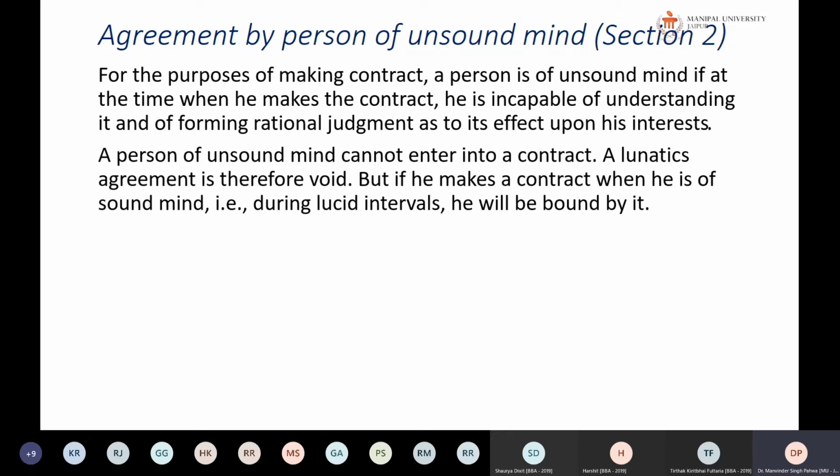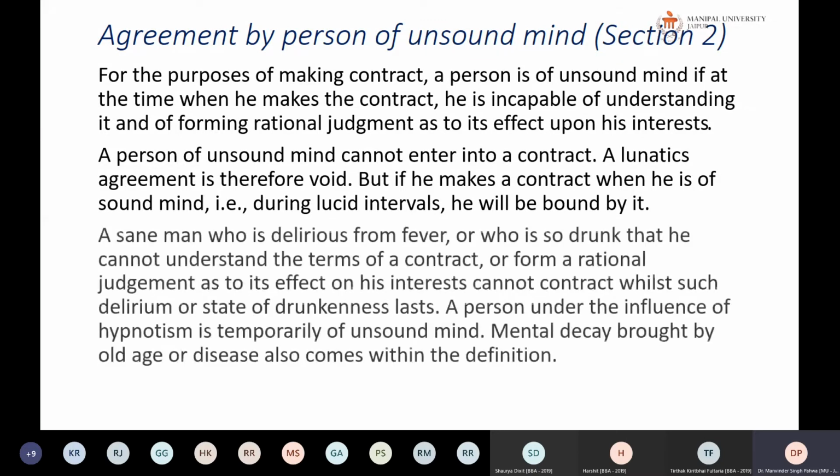For example, a drunkard who actually drinks, and after drinking is actually of unsound mind. During that period, if you enter into a contract with him, he cannot be held responsible if he has reason to believe that he was not in his senses when the contract was made. So a sane man who is delirious from fever or who is drunk, and cannot understand the terms of the contract or form a rational judgment as to its effect on his own interest, cannot contract while such delirium or state of drunkenness lasts. After coming out of this drunkenness, he can enter into a contract with others.